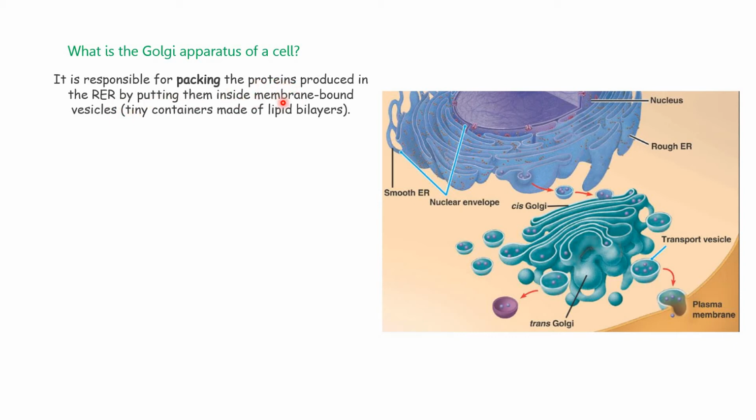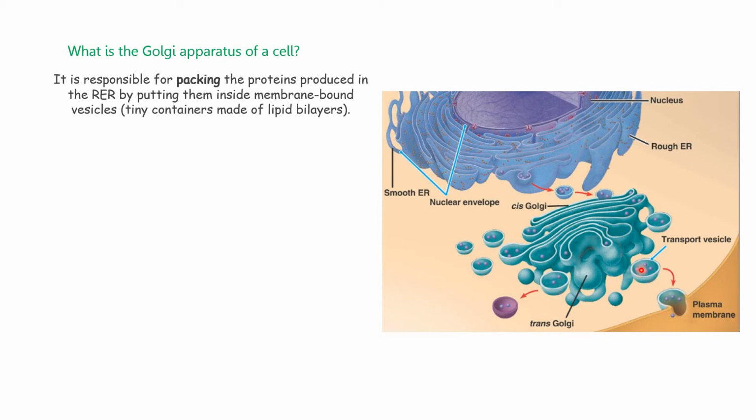By putting them inside membrane-bound vesicles, which are tiny containers made of lipid bilayers. So basically, sinasabi niyan is ganito. This is the rough endoplasmic reticulum. Magproproduce yan ng proteins. Yung mga proteins niyan ililipat sila dito sa Golgi Apparatus. Tapos ito naman, si Golgi Apparatus, ibabalot niya ang mga proteins into vesicles. Ito yung vesicle para makita nyo na nandito sa loob yung mga proteins.